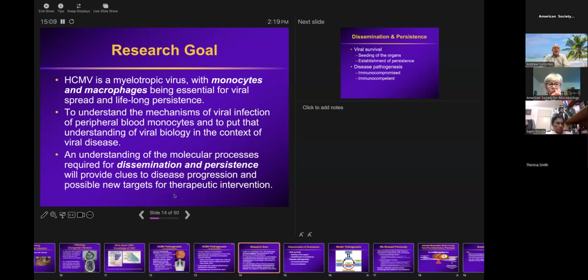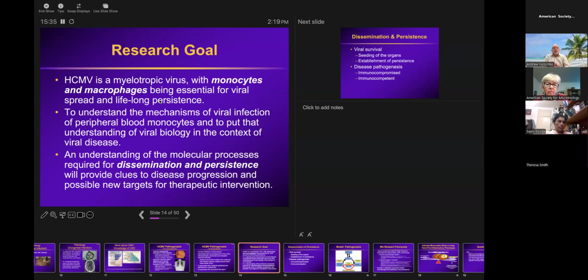What do we study? What we look into is the hallmark of this virus, that it's a myelotropic virus, meaning that it infects monocytes and macrophages. I have them bolded for you to tell you that this is the topic of my talk. I'm going to talk about how CMV infects these immune cells. And the infection of these cells is really essential for viral spread and lifelong persistence.